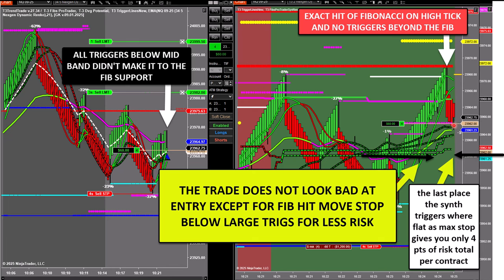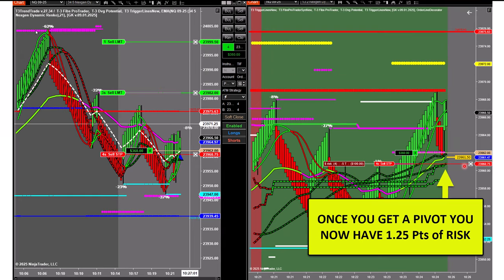You have to think to yourself, do I need to risk much beyond my trigger lines? And usually I look at the last synthetic triggers where they go sideways, and that's usually where you end up putting your stop. So instead of having 60 ticks worth of risk, which the system would have, you had very little risk, and then if you get a pivot from an area, you can pull your stop up a few ticks below that. So in this situation, we ended up with 1.25 points of risk for the same trade.